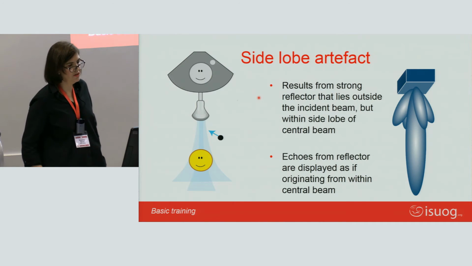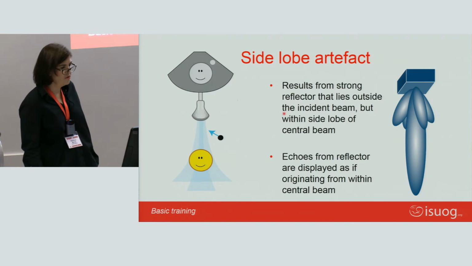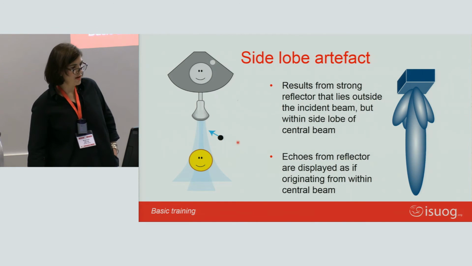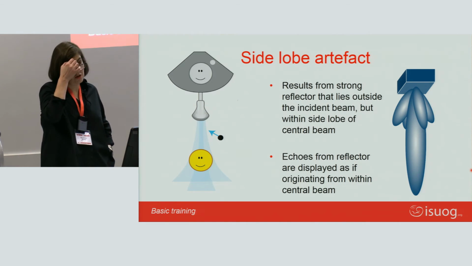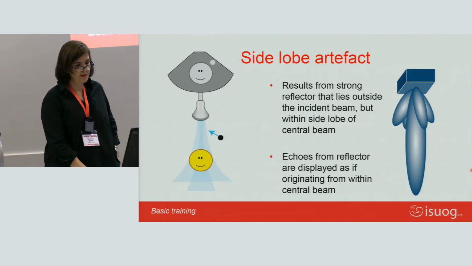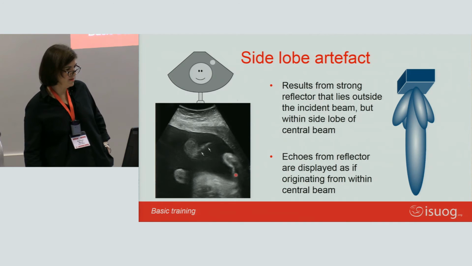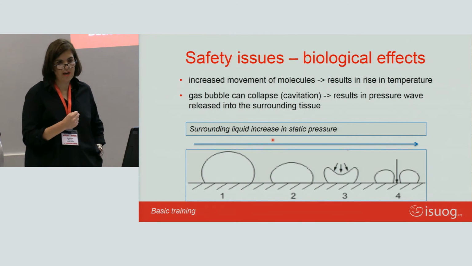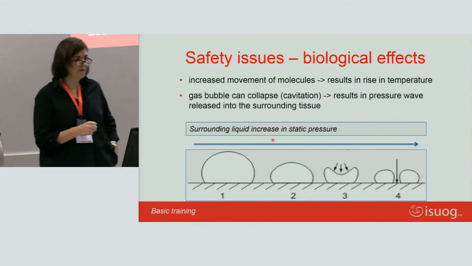The last artifact I think you need to know something about is the so-called side lobe artifact, and this results from echoes that lie outside the incident beam, outside the central incident beam. These echoes are reflected and displayed as though they are originating from the central beam. So here, this structure looks like a bony spur that is part of the limb, but it actually doesn't exist. It's a side lobe artifact. And the way to overcome that is also to change the angle of insonation or turn down the gain.